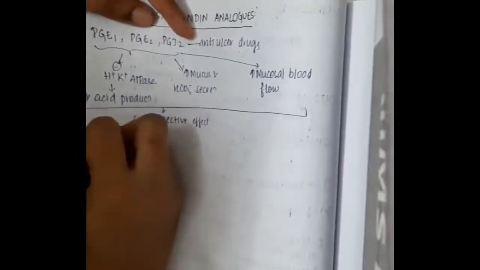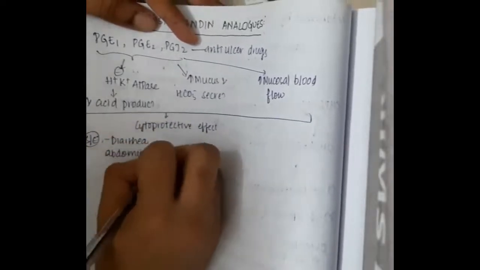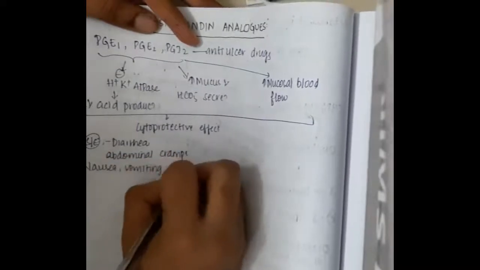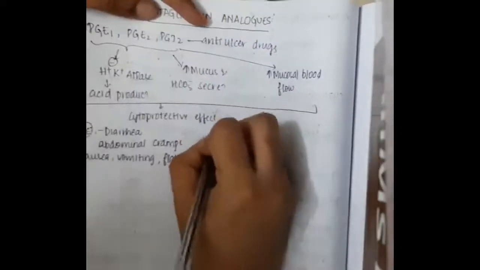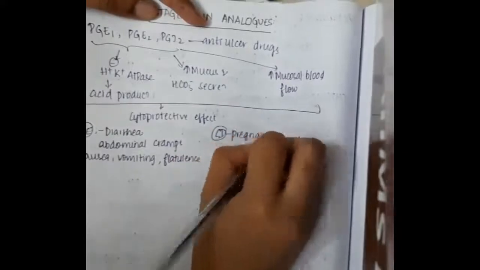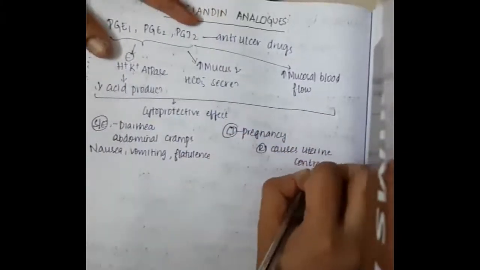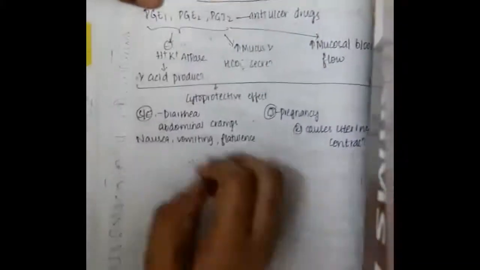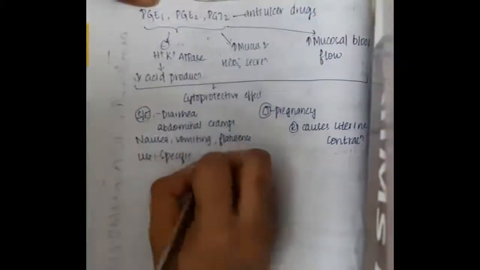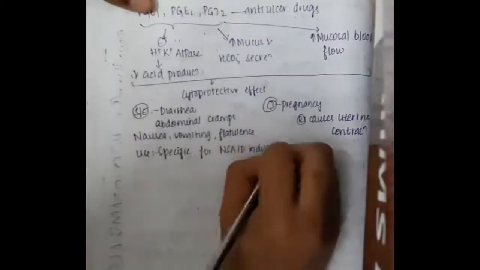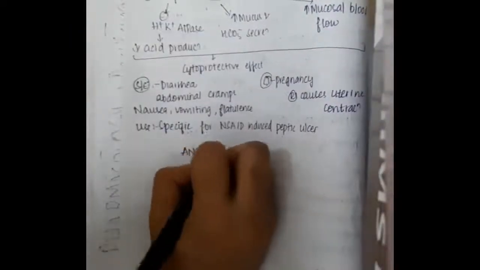If you see the side effects of prostaglandins, they include diarrhea, abdominal cramps, nausea, vomiting and flatulence. The main contraindication of prostaglandins is pregnancy, because they cause uterine contraction. The use of prostaglandins is specific for NSAID-induced peptic ulcer.